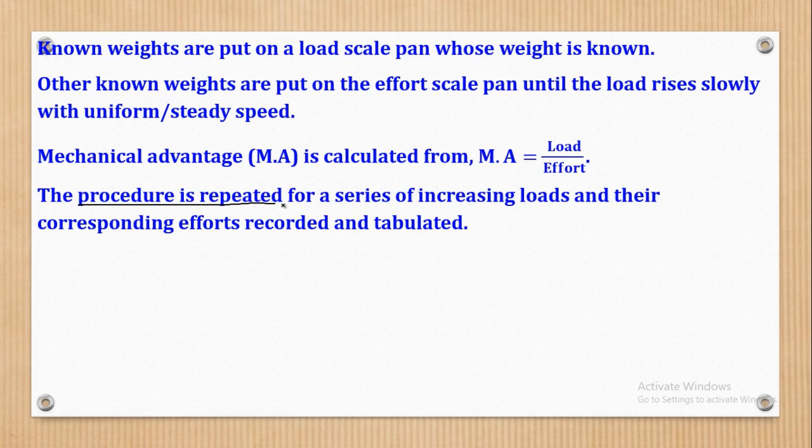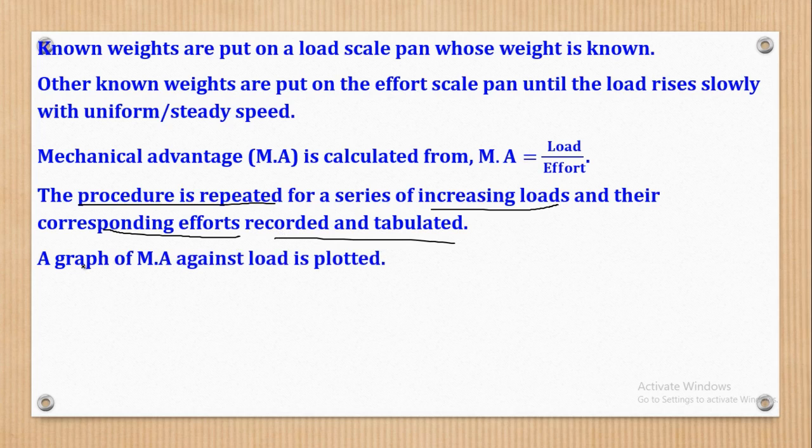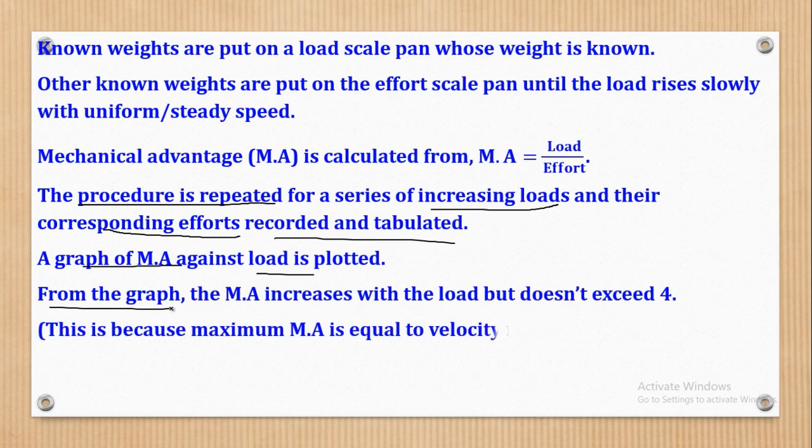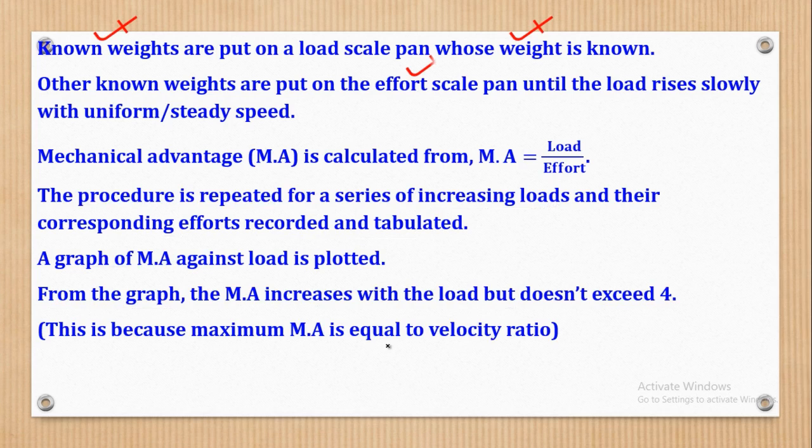The procedure is repeated for a series of increasing loads and their corresponding efforts recorded and tabulated. A graph of mechanical advantage against load is therefore plotted. From the graph, mechanical advantage will be seen to increase with the load but does not exceed 4. Why? Because maximum mechanical advantage is equal to velocity ratio, and the velocity ratio was 4. So that is how marks would be awarded for this slide.